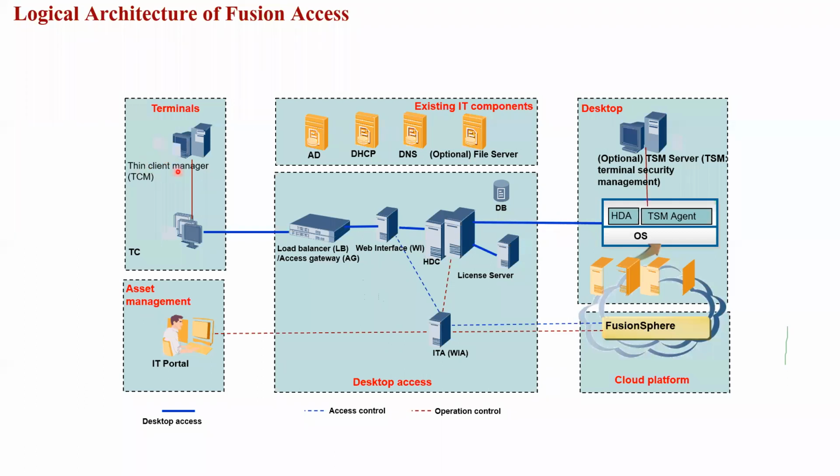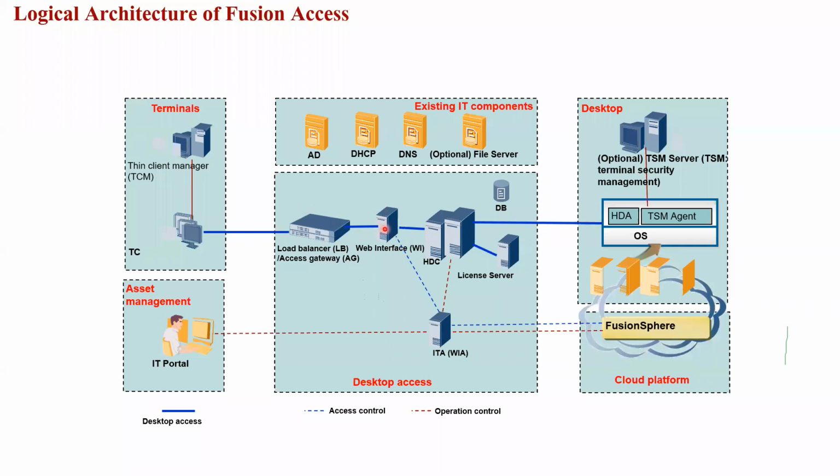So how will the flow process? The end user will log into the thin client, then the thin client will communicate to the load balancer, and the load balancer will communicate to VDI, WI, and the WI will check with the existing IT components. Existing IT components mean AD, DNS, DHCP, or the file server. The license server is also part of the existing IT components. So the WI will check with the Active Directory whether that particular user has a valid credential or not.